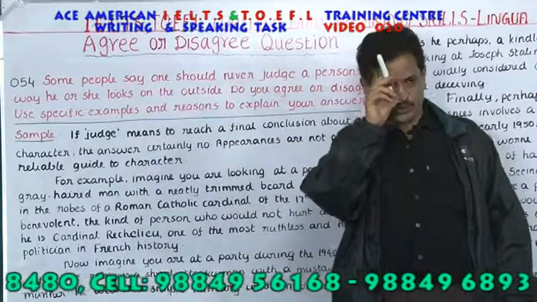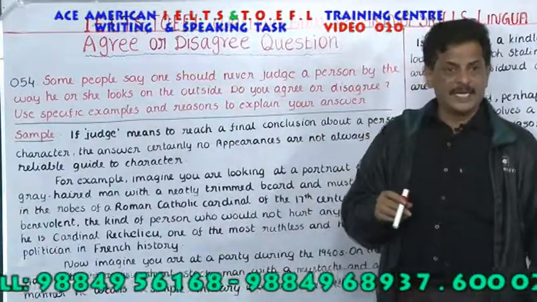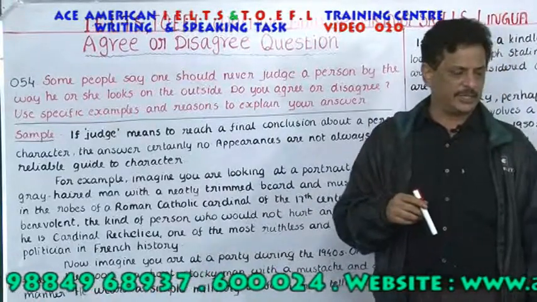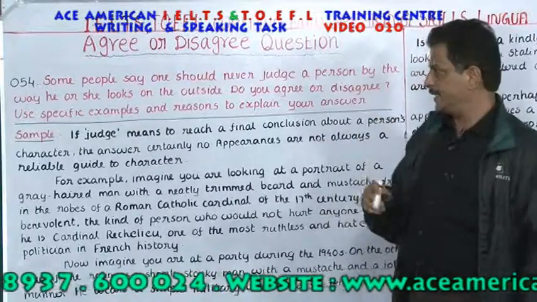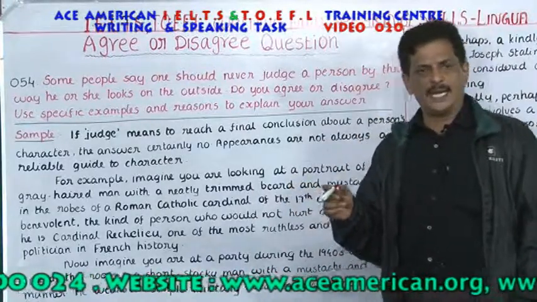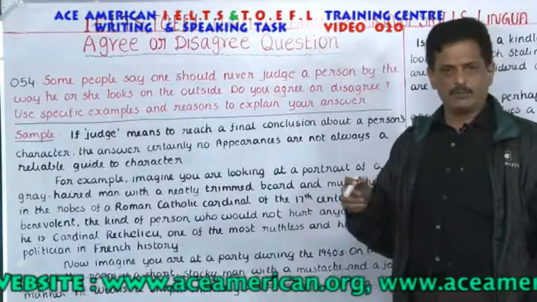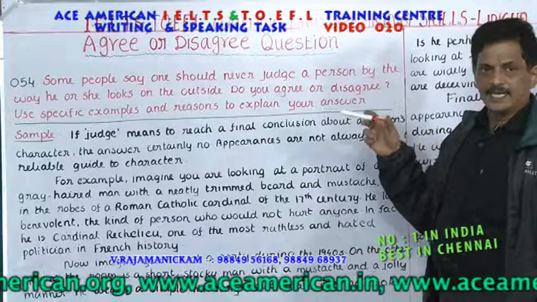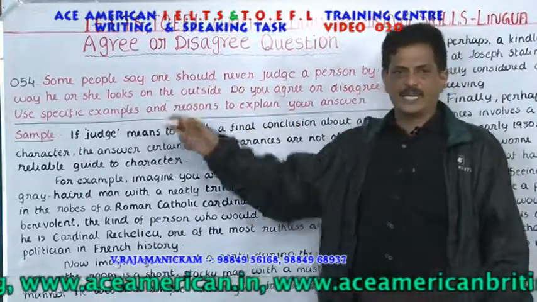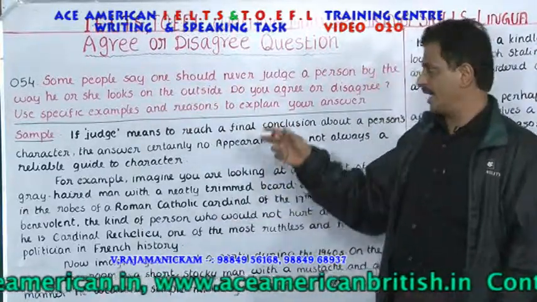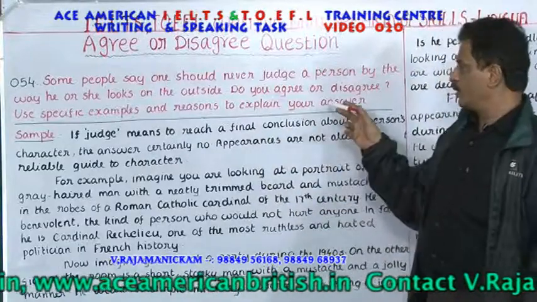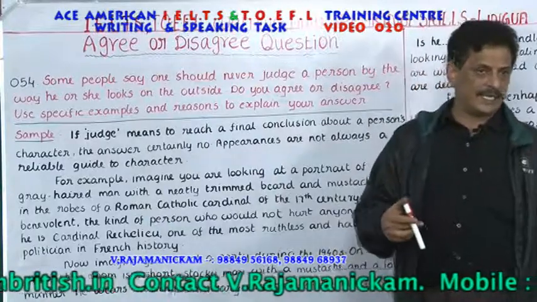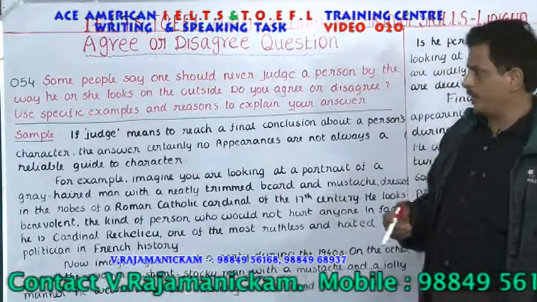ஒரு மனிதனை வெளி தோற்றத்தை வைத்து நாம் எடை போடக்கூடாது, நிர்ணயம் செய்யக்கூடாது. அவருடைய குணாதிசயங்கள் இப்படியாக இருக்கும் என்று நாம் எண்ணக்கூடாது. Do you agree, ஏற்றுக்கொள்கிறாயா, disagree, ஏற்றுக்கொள்ள மாட்டாயா. Use specific examples, குறிப்பிட்ட உதாரணங்களை கூறு, and reasons, காரணங்களை கூறு, to explain your answer. உன்னுடைய விடையை சொல்வதற்கு காரண காரியங்களை சொல்லு என்று எழுதியிருக்கிறோம்.